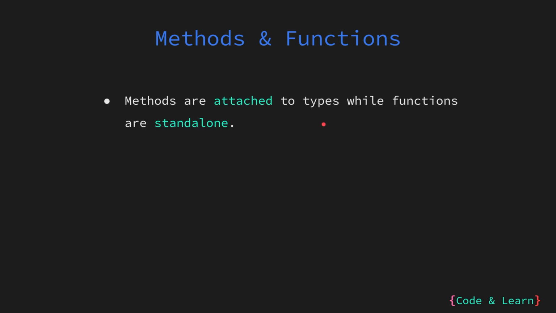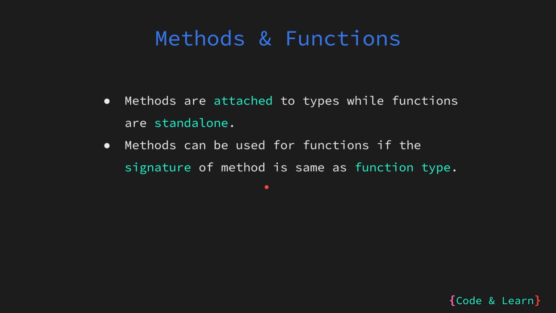In Go, methods are associated with a particular type and defined using the receiver syntax which we saw in the last lesson. The method is called on the instance of the type. Functions, on the other hand, are standalone. They are not associated with any type. Functions are called directly without the need of type.